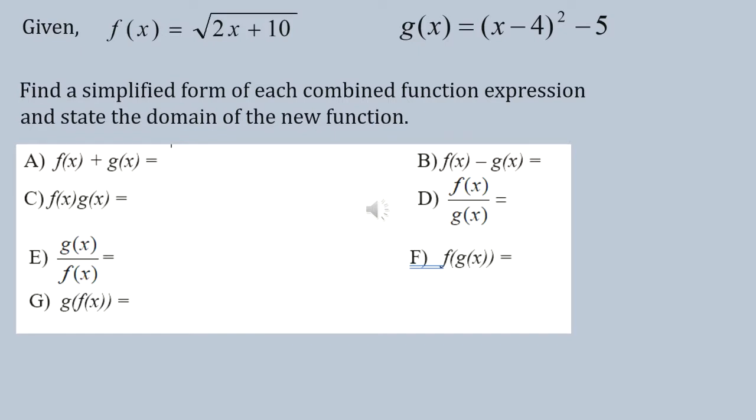Aside from paying attention to domains and ranges, you also want to pay attention to the actual algebra of combining functions. So we'll look at some examples. We'll use f of x as the square root of 2x plus 10, and a second function g of x as (x minus 4) squared minus 5. So the quantity x minus 4 is being squared, and then you're subtracting 5. And we'll look at the algebra when we add them, when we subtract, when we multiply, when we divide, and we will also compose the functions.